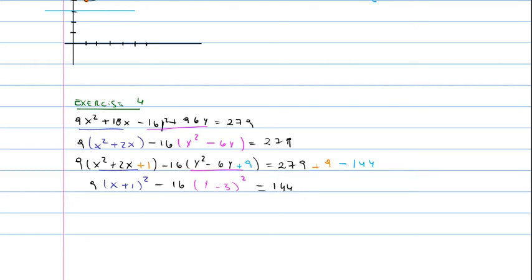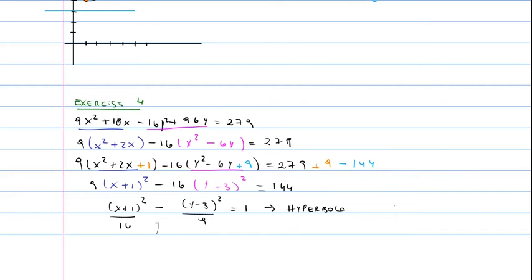So now what we're gonna do is divide by 9 and by 16, leaving us with x plus 1 squared divided by 16 minus y minus 3 squared divided by 9 equal to 144 divided by 9 and by 16 equals to 1. So we have something very similar to the ellipse, only with a negative sign. And this negative sign tells us we are actually working with a hyperbola.